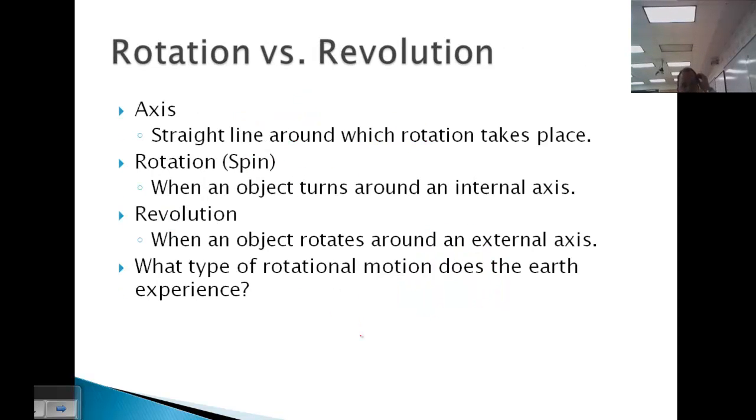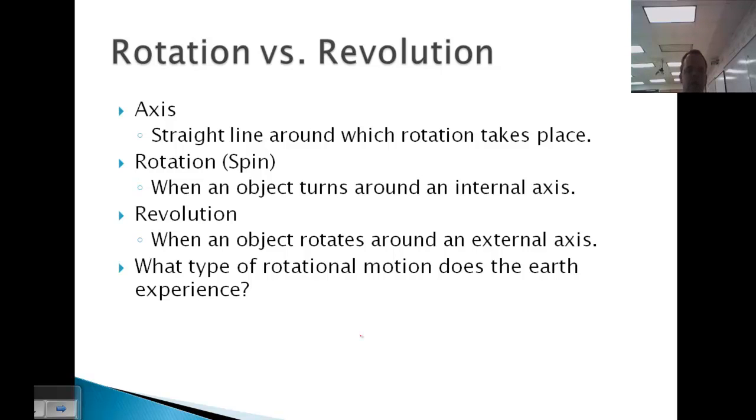Now, when talking about circular motion, we're going to be looking at the difference between rotations and revolutions. When we think about a rotation versus revolution, we need to think about the axis, the straight line around which a rotation is taking place. Rotations are any time you turn around an internal axis. So if you spin around in place like a figure skater doing a spin or a diver doing a spin, they are rotating. If you're doing a flip, you're rotating around an internal axis. The Earth rotates. It rotates around an axis that goes through the North and South Pole. It rotates once every 24 hours.